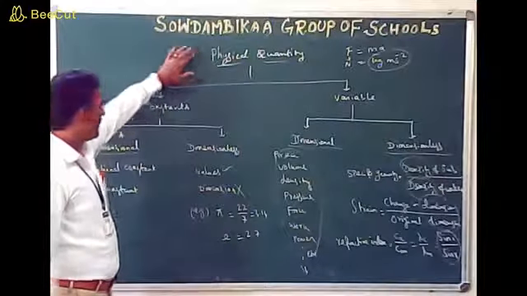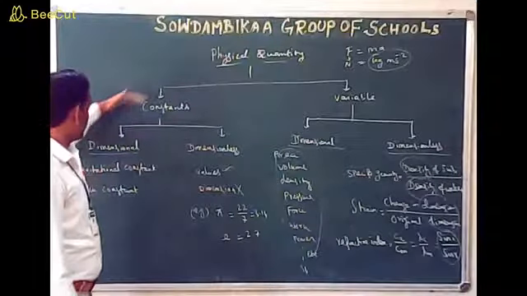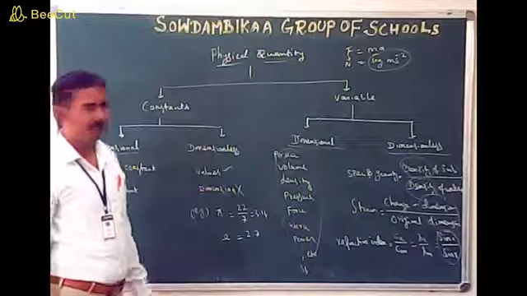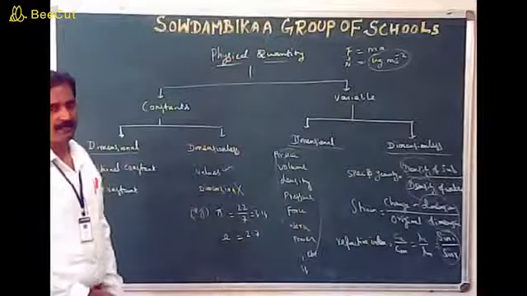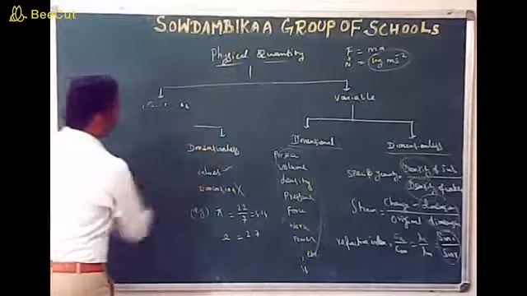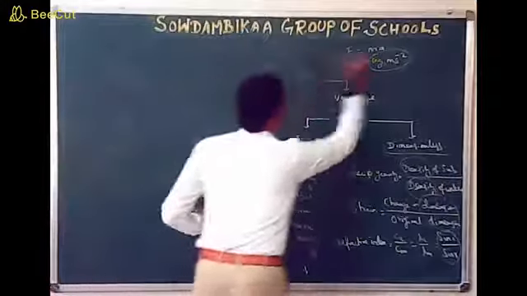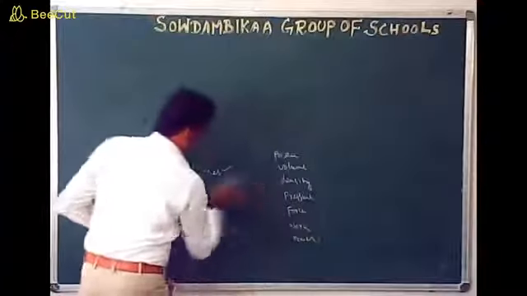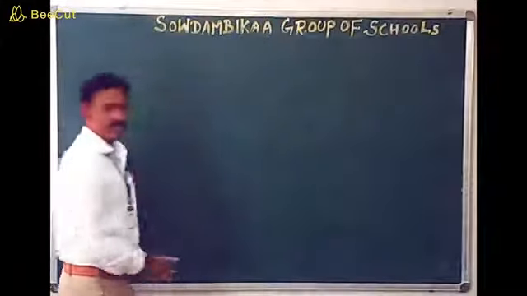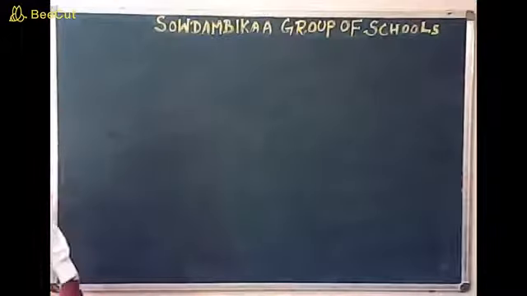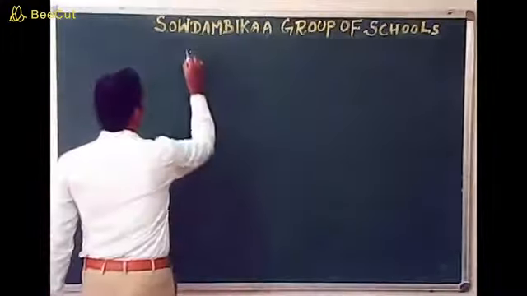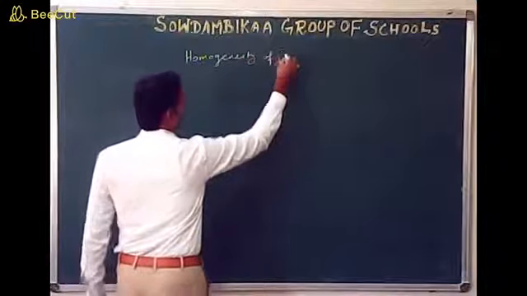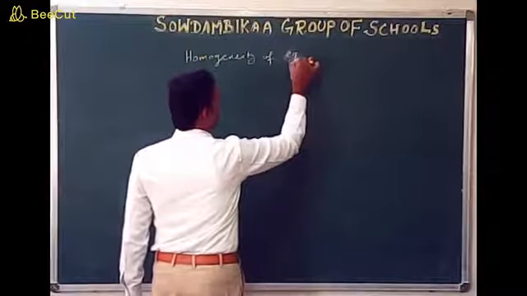A physical quantity is classified into constant and variable. Constant: dimensionless constant and dimensional constant. Likewise, dimensional variable and dimensionless variable. They are explained with the help of examples. Then homogeneity. What is homogeneity? It is a small question, one more question that will be present in our textbook. Homogeneity of dimension, homogeneity of equations.